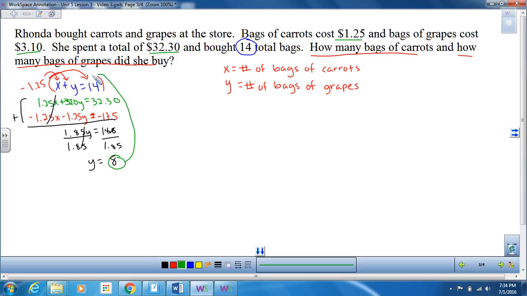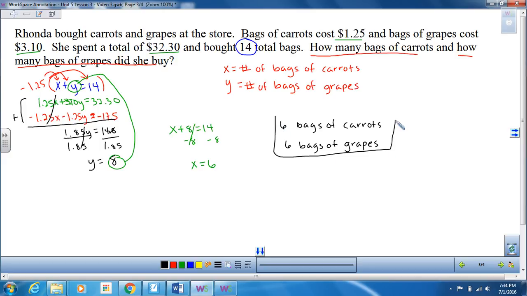Okay, well, if you bought a total of 14 bags and 8 of them are bags of grapes, then that leaves 6 to be bags of carrots. Okay, so answering the question, 6 bags of carrots and 8 bags of grapes. Oh, sorry, there were 6 bags of carrots and 8 bags of grapes. There's a total of 14.